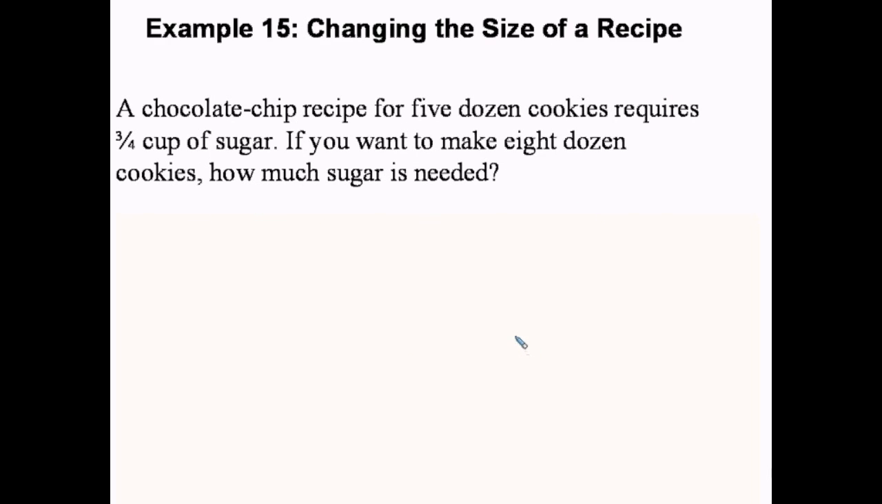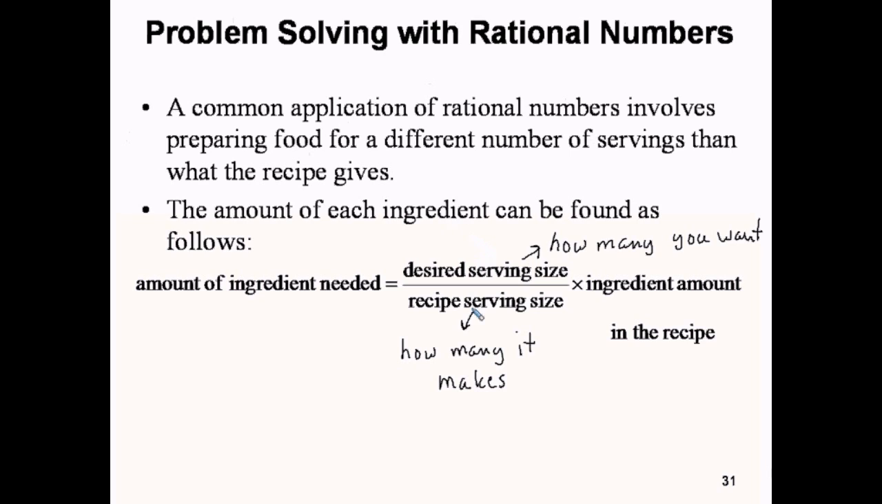The cookies I'm going to make, the recipe says 5 dozen cookies requires 3/4 cups of sugar, but I don't want 5 dozen cookies. I want 8 dozen cookies, because 5 dozen cookies is just not enough cookies. So how much sugar would I need? Okay, we'll go back to this, and it's what we want over what it makes.